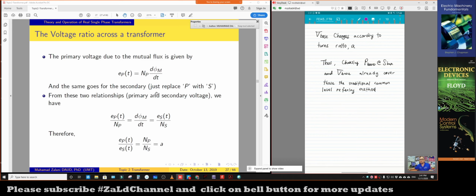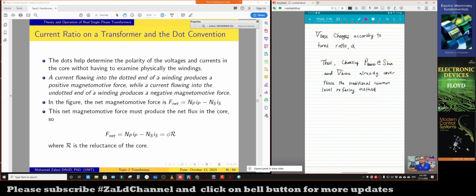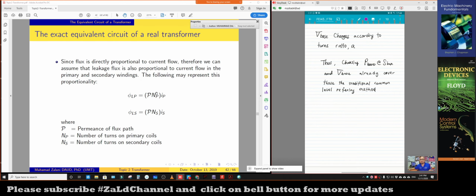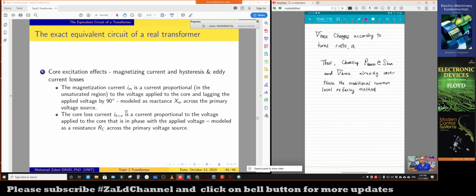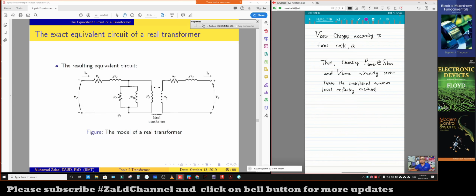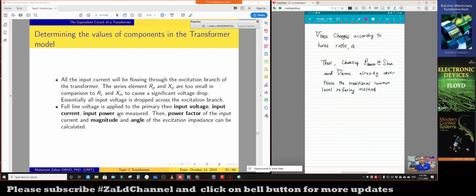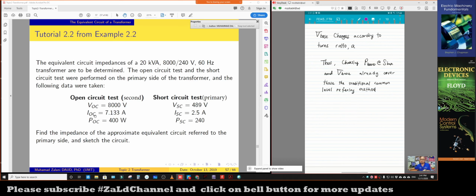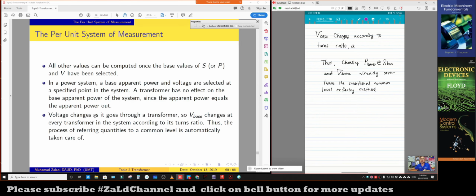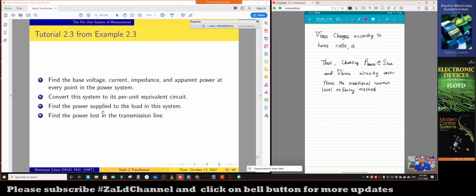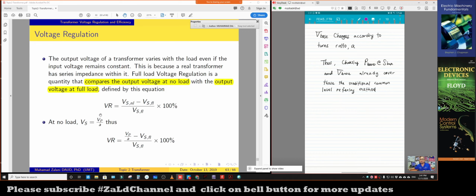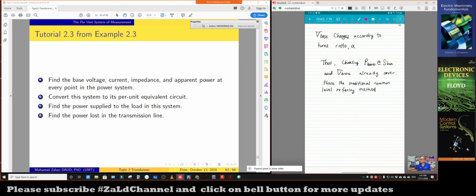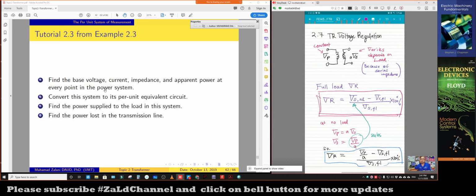Okay, so for further clarification and understanding about this per unit based calculation of the transformer, you will have to follow the discussions in tutorial 2.3 that I will upload as a video later. That one is about the per unit system.